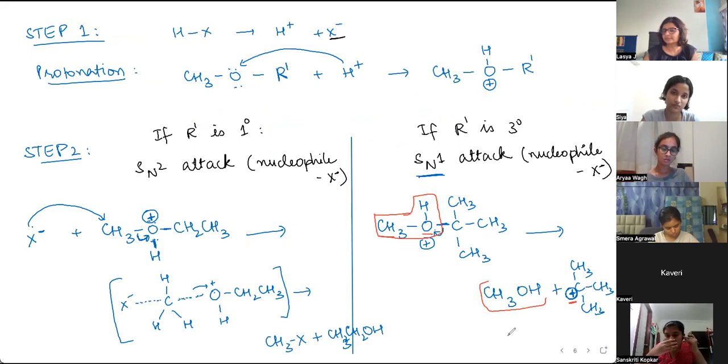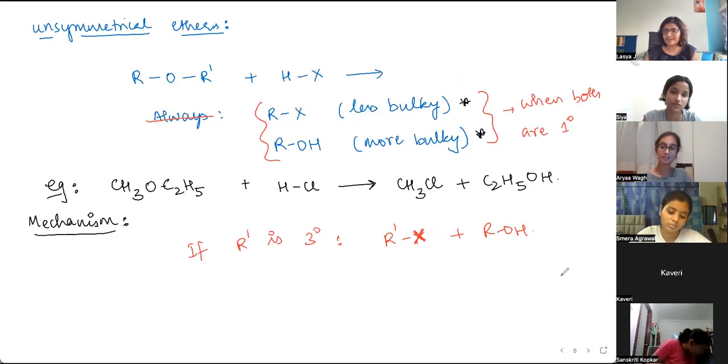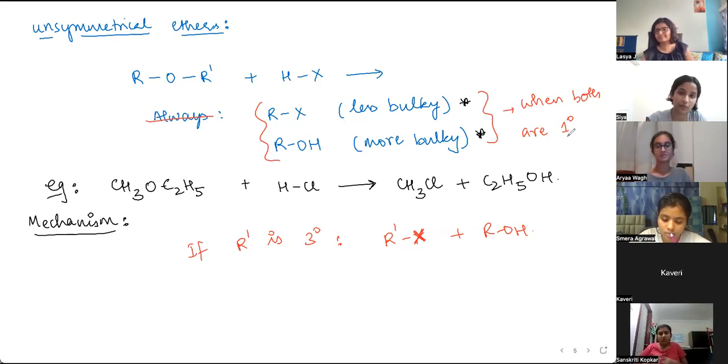Why can't you get R-X? It should be that the more bulky one is R-OH, right? Because the more bulky goes to OH. But that is for primary. That's why I asked you. That's only for primary. When both are primary, this will be the case.